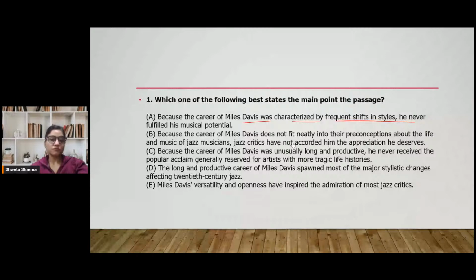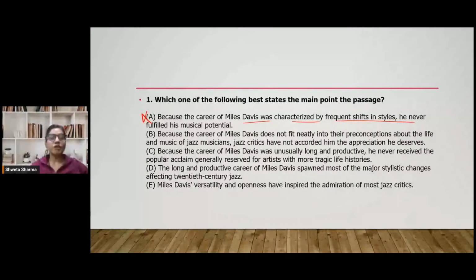So A cannot be considered. Why is A not to be considered? Because A says, because the career of Miles Davis was characterized by frequent shifts in styles, he never fulfilled his musical potential. Not that he didn't fulfill his musical potential, he did. In fact, he changed their viewpoint altogether.